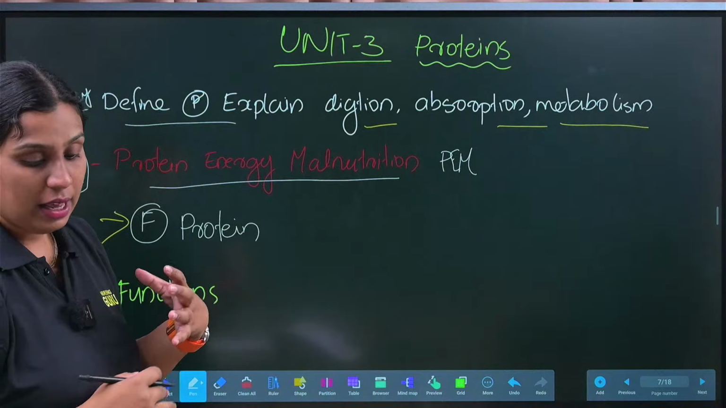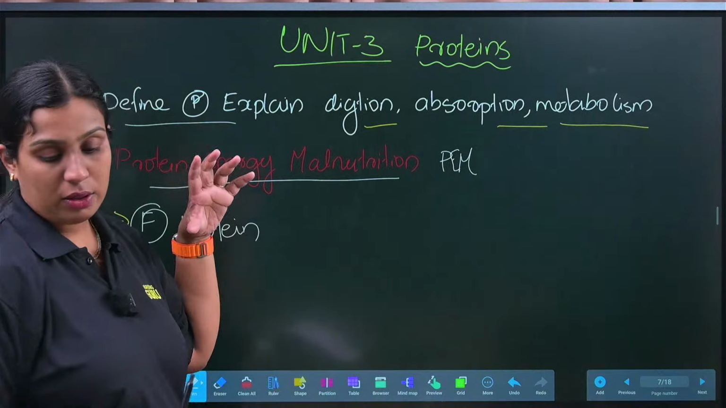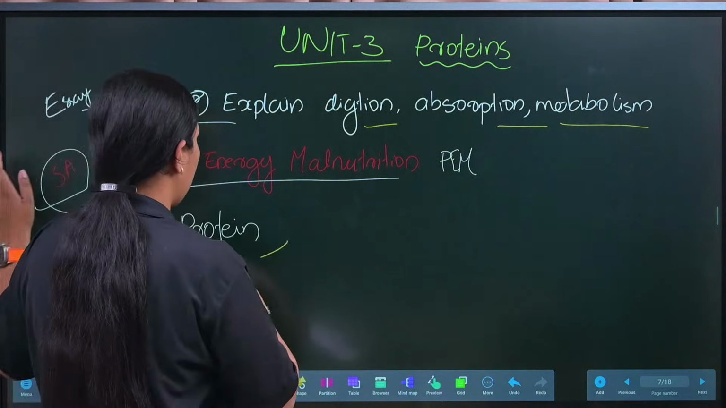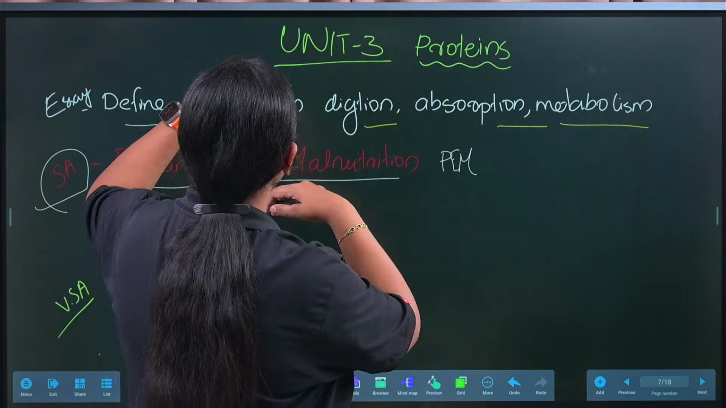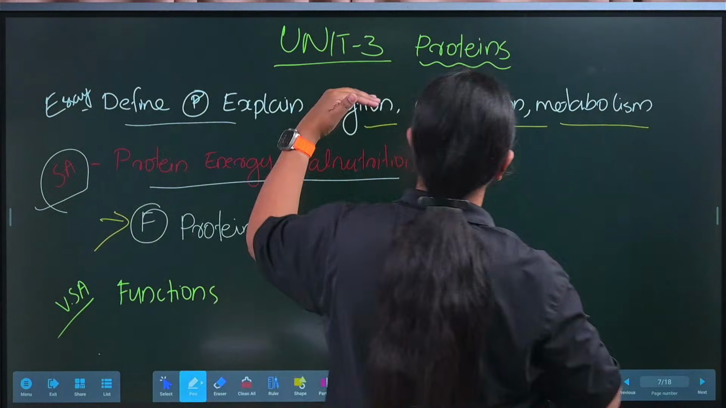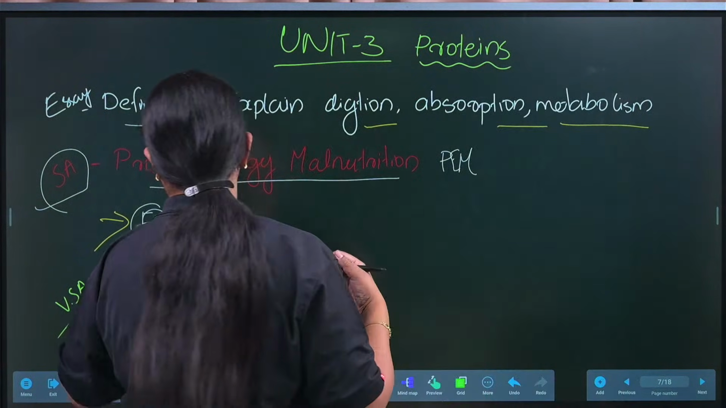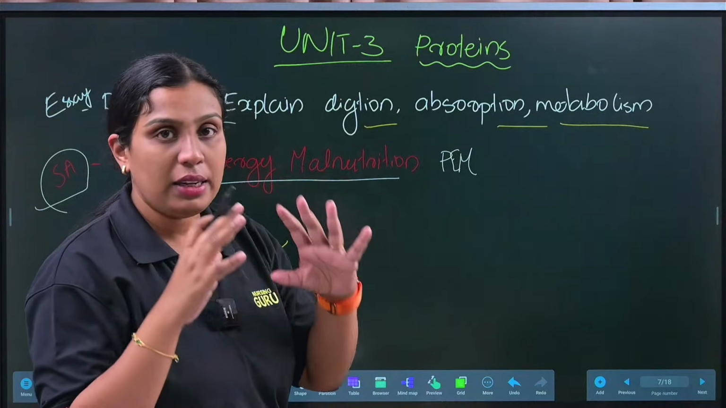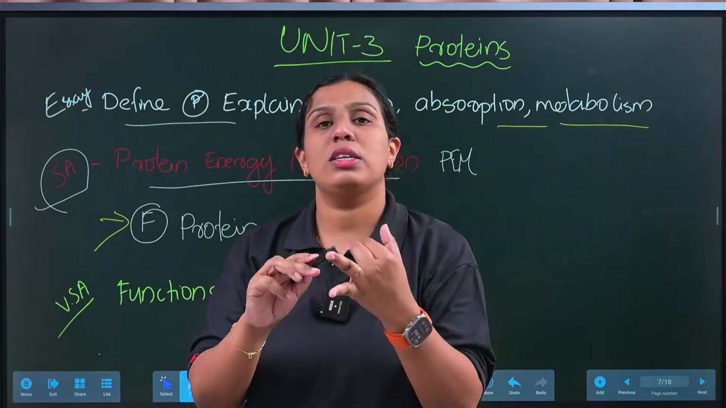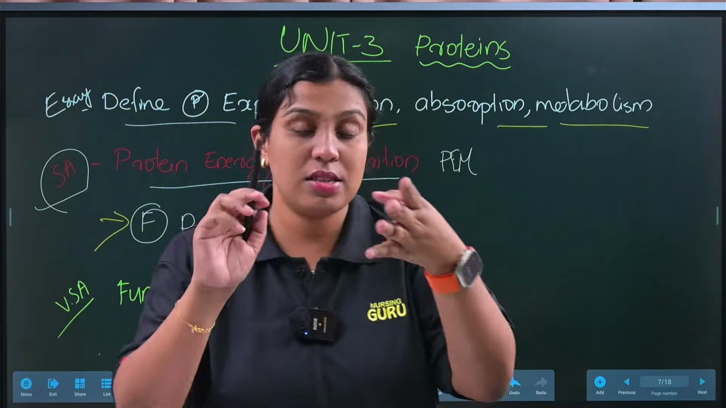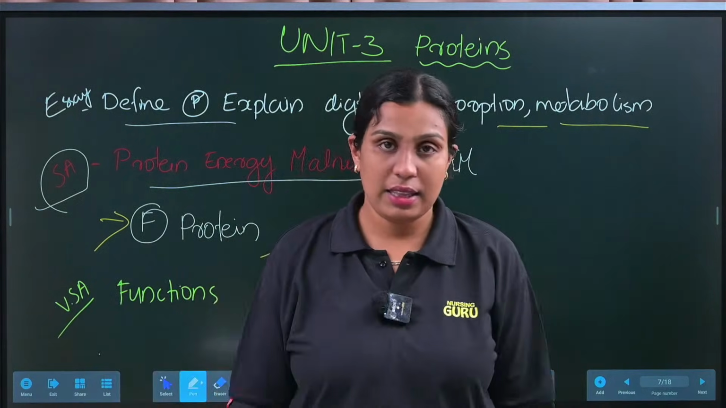Functions of protein. Next is about protein, energy, malnutrition and classification of protein. You should learn classification also, in the area of the essay. Define protein, explain digestion, absorption, metabolism, classification and functions. So that protein area will be covered. From that you will get an essay question or short answer question, or a very short answer question. Even if it is a 1 mark question, you can write the answers.